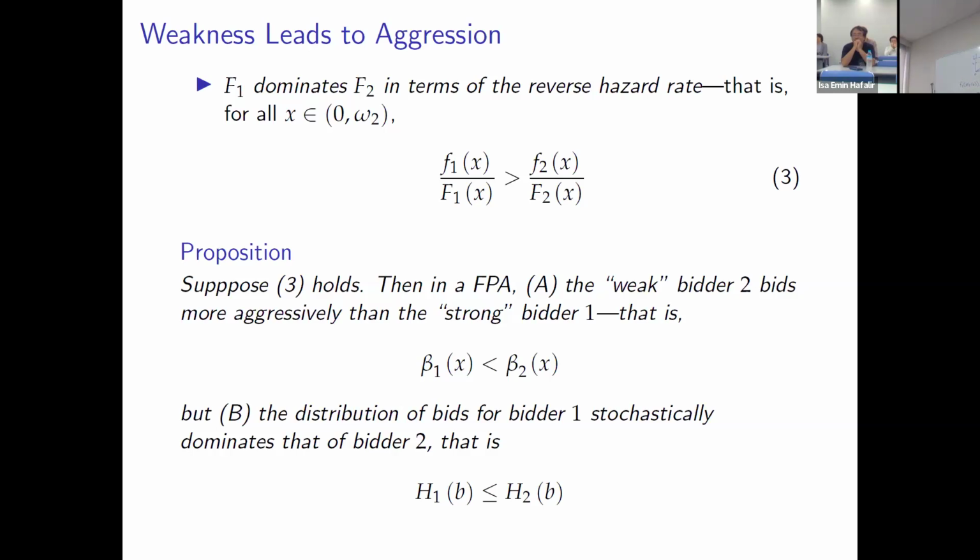So we assume that not only F1 stochastically dominates F2, but it stochastically dominates in this fashion. And this is not a very strong assumption. I think, for instance, this is satisfied when F1 is F2 to the power of some alpha, for instance. This will be satisfied for alpha greater than 1.